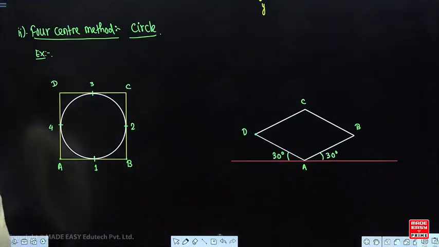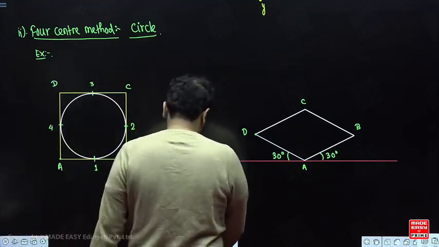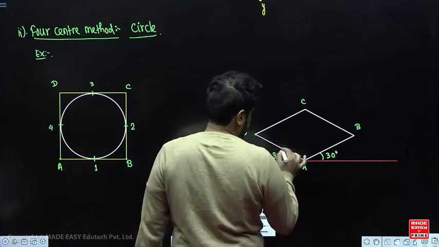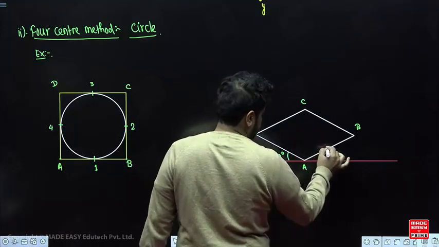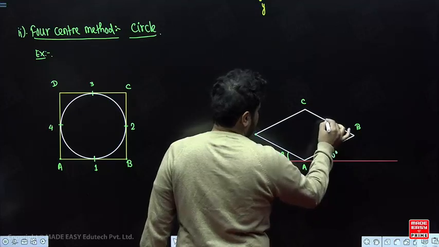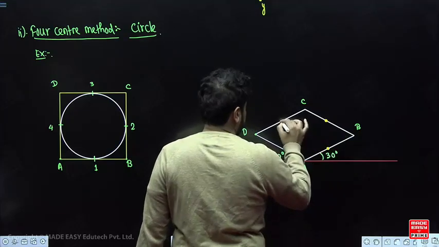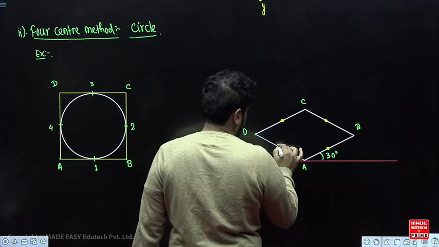So first of all I will do ABCD. Now I will take the midpoint. Correct? Let us say the midpoint to this, right? Let us say this is the midpoint. Similarly here this is the midpoint. Let us say this is the midpoint. Let us say this is the midpoint.